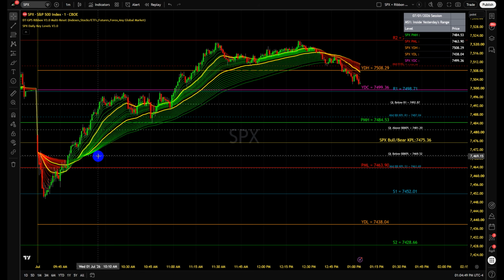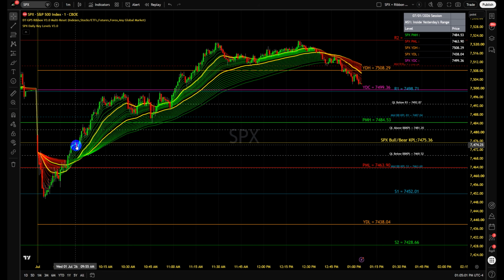Okay, so what about after that? After that, then you have this move here. Now, that would be a bullish trade off of PML here, or waiting for a bull bear KPL close above. You have a close above here, ribbon separating from the base. So you have ribbon separating from the base here for the PML trade. You also have ribbon separating from the base here, all green ribbon in both cases.